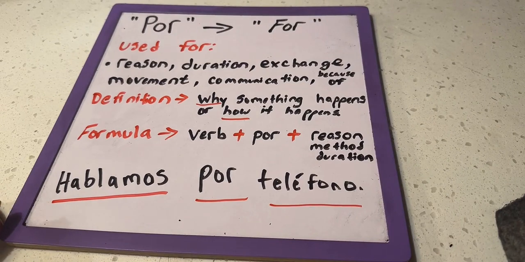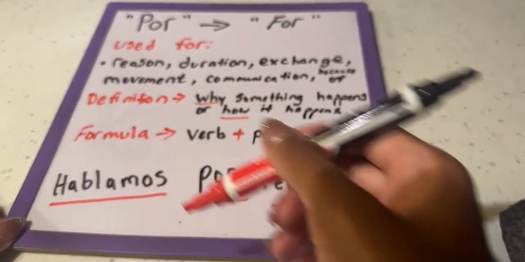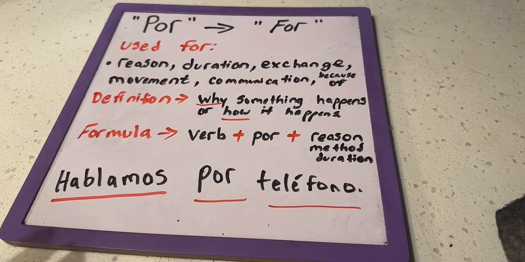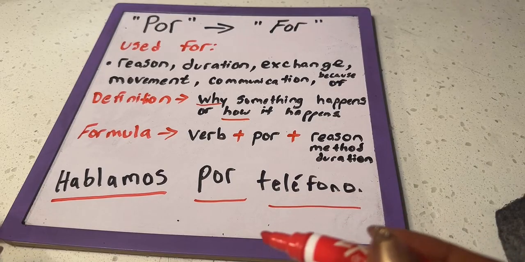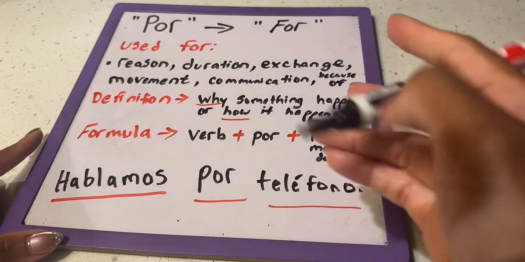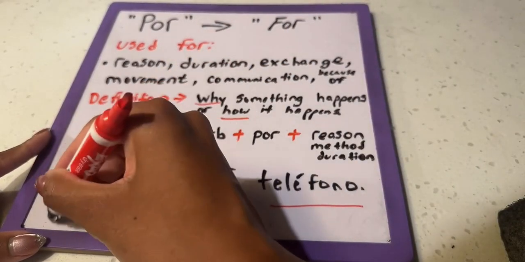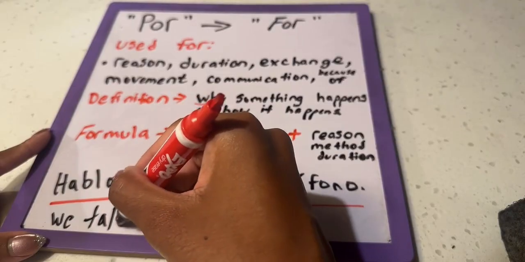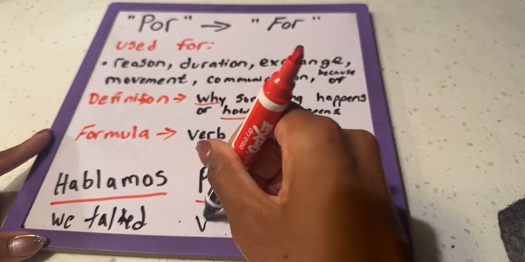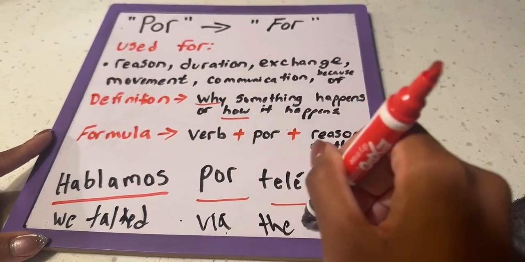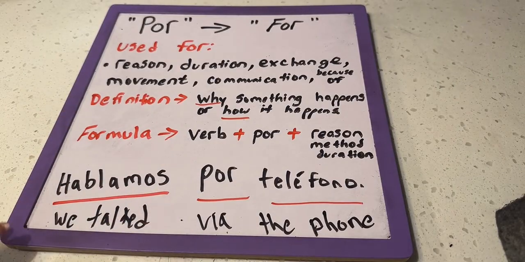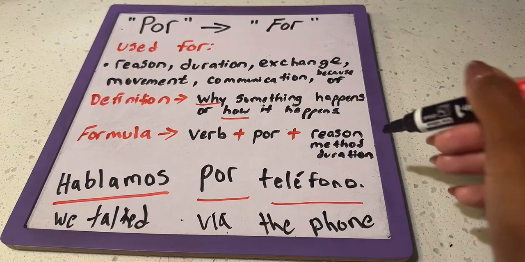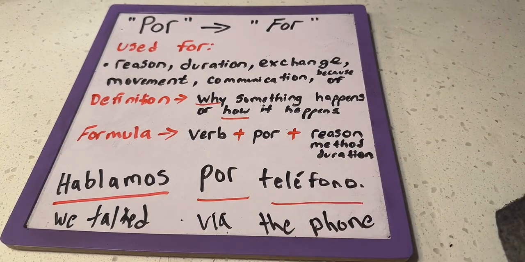So what this really breaks down to is we talked on the phone. I know you may be tempted to say in the phone, hablamos en teléfono, but that's just not grammatically correct. In Spanish, it's hablamos por teléfono. So it's essentially saying we talk via phone. Even though technically we're saying we talked on the phone, you have to understand that por is a method by which you do something, so you can use via. So we talked via the phone. Anytime you have a method by which you do something, you would use por for that.